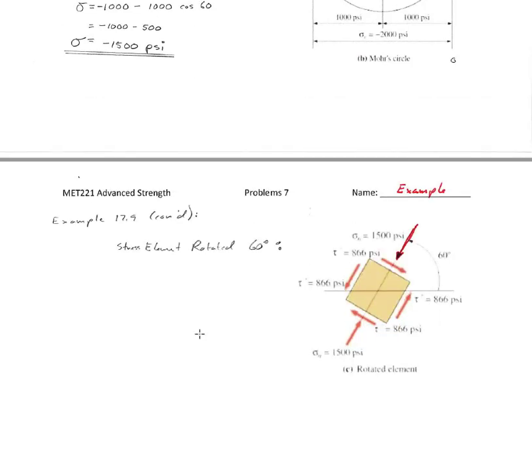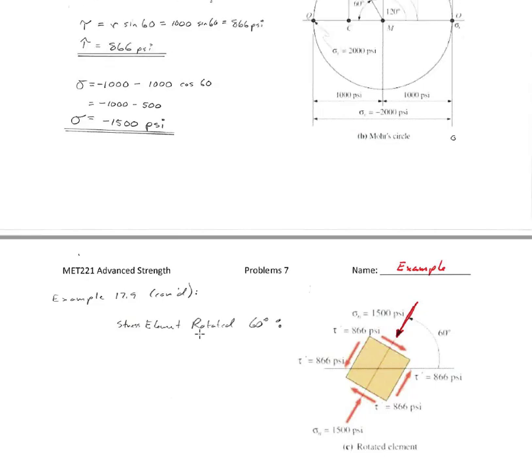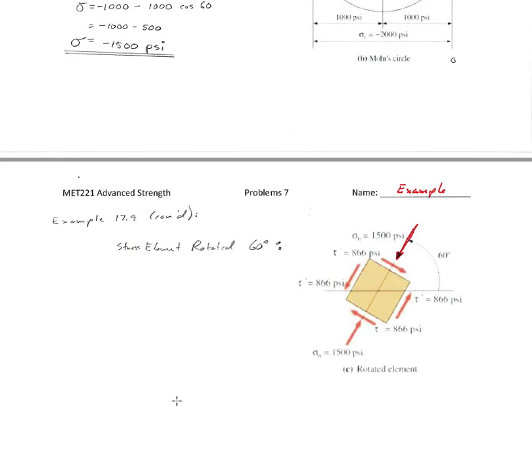And then when we do that, we're going to draw this rotated element. We're going to draw it at this 60 degrees here, and then we know our shear stress is going to be 866 psi, and we also know that our normal stresses are compressive, and they're 1,500 psi. So that is how to understand Mohr's circle for example problem 17.9.